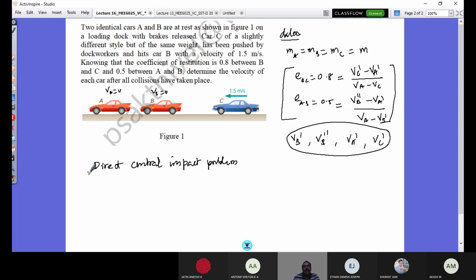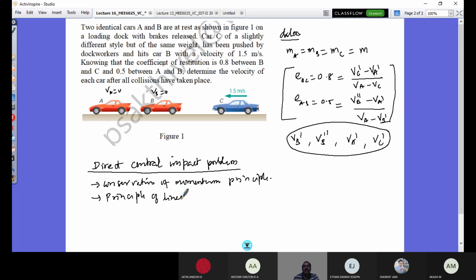problem. So in a direct central impact problem, we can have application of the conservation of momentum principle, and of course we can have the principle of linear impulse and momentum, right? So from the second application only, we have derived this coefficient of restitution in our theory class.